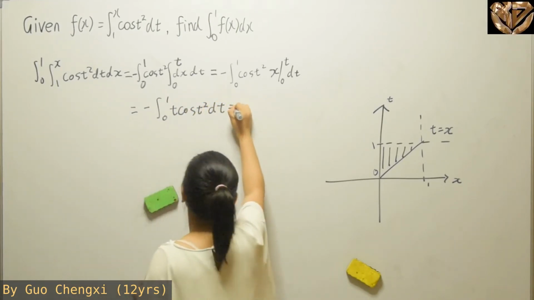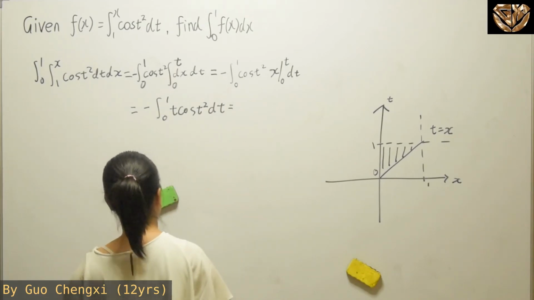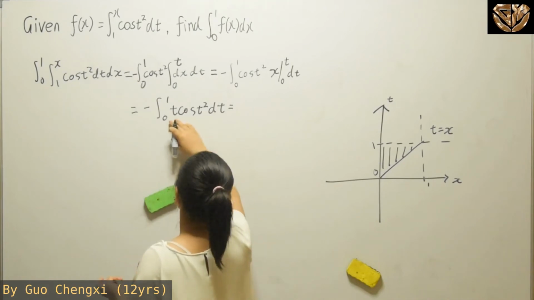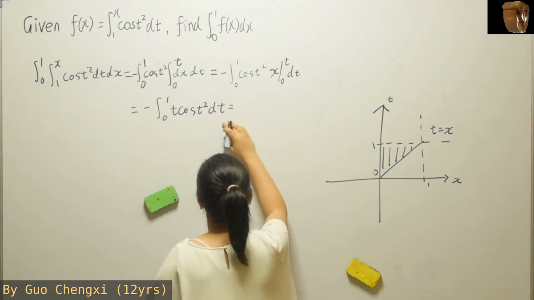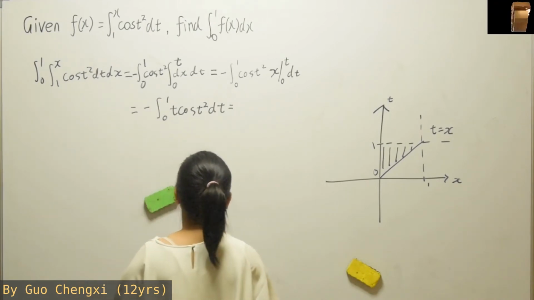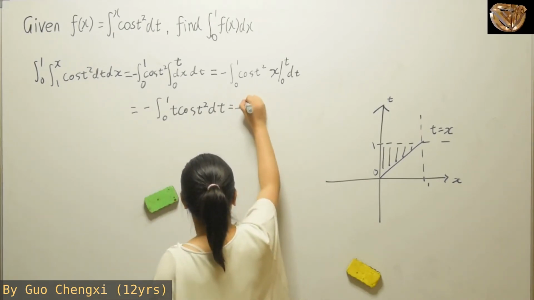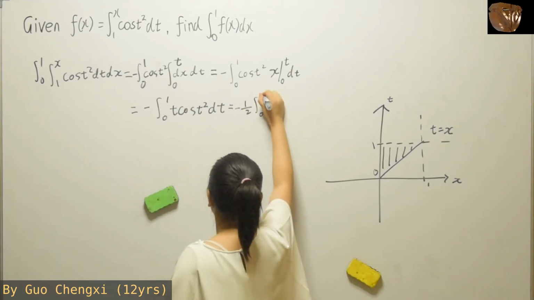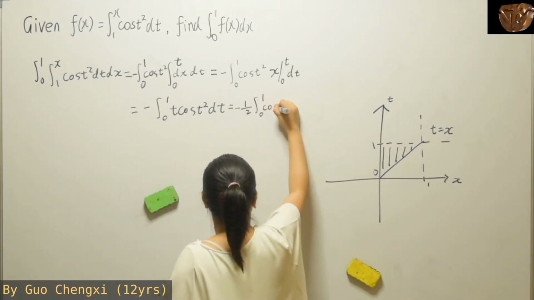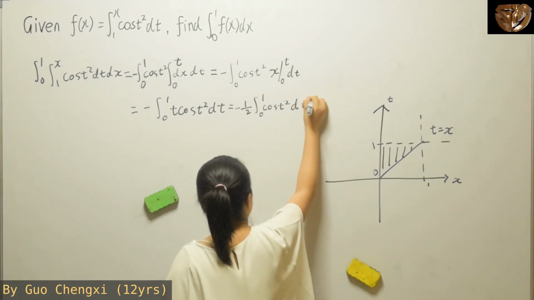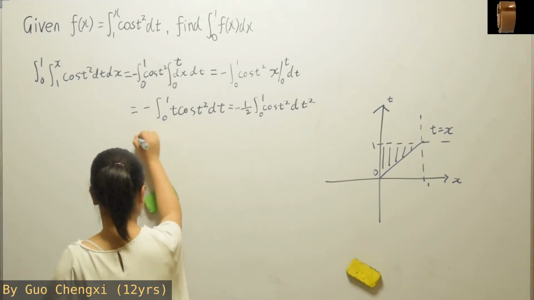Now that we have this part, we can put this inside. Since you have t, if you put it inside, you'll have t squared. But what is t integrated? There will be a half, so it becomes negative half, integrate from 0 to 1 cosine t squared d(t squared).